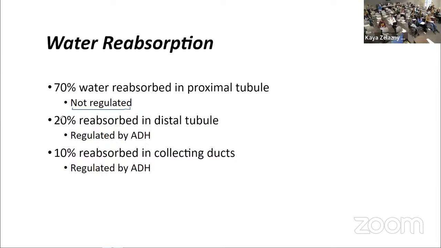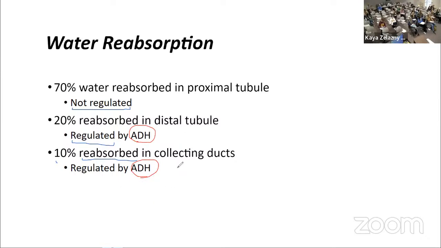Now, the other 30% is going to happen in the distal tubule and in the collecting ducts. And this is where we're going to see regulation. Okay, so 20% of the water is going to get reabsorbed in the distal tubule, 10% in the collecting ducts of the water that you are reabsorbing. That's why this adds up to 100. Okay. Here we are going to see regulation by something called ADH or antidiuretic hormone.